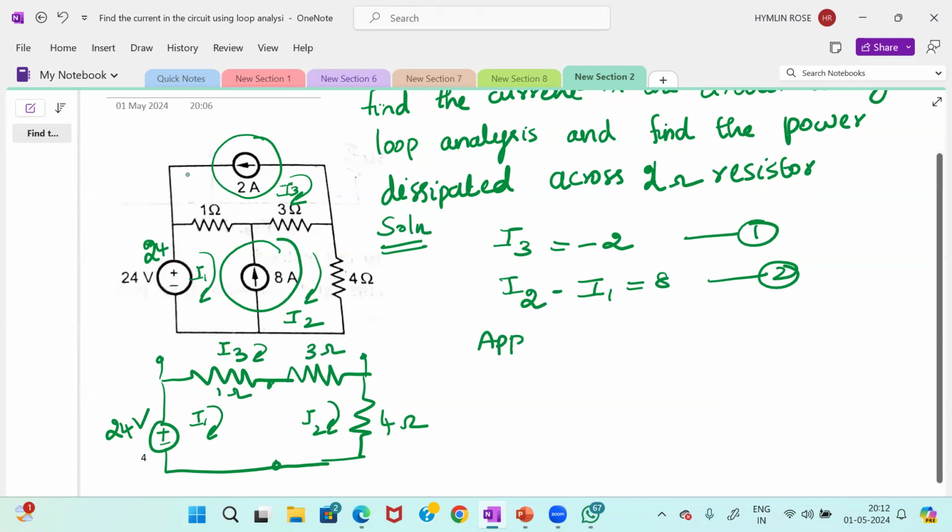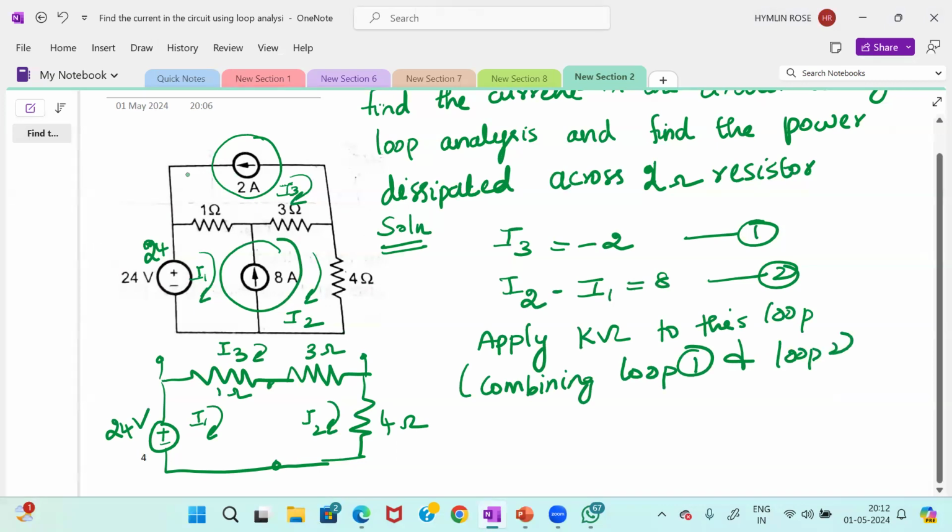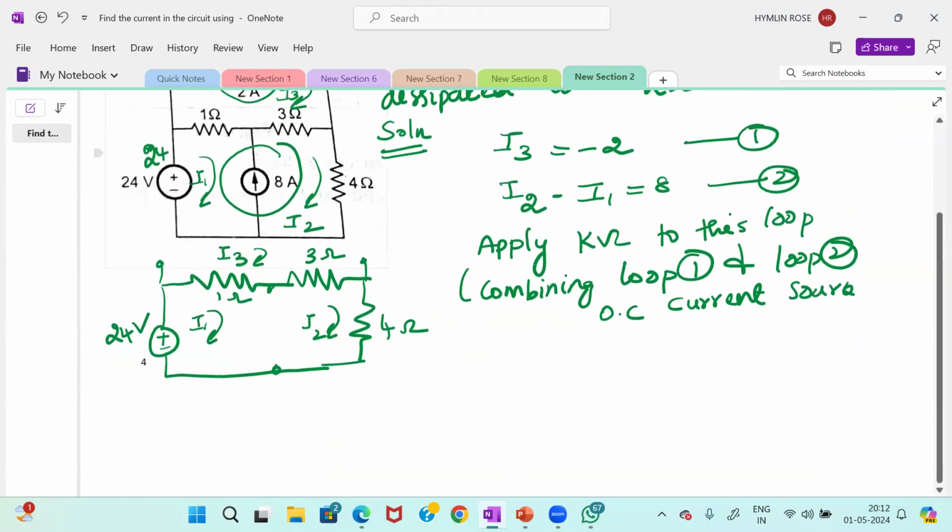Now apply KVL to this loop, that is combining loop 1 and loop 2, open circuiting the current source. So now what will be the loop equation? So -2 plus, that is the current direction across this I1. Based on that, the 24 volt is a potential rise. Applying KVL means the potential rise is equal to the potential drop. The remaining are all resistor elements, so definitely there will be potential drop.